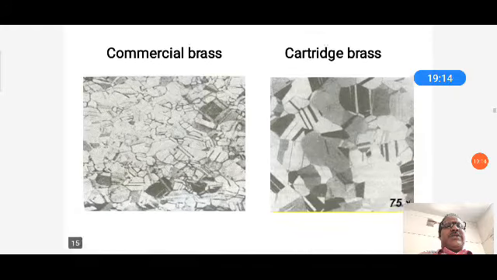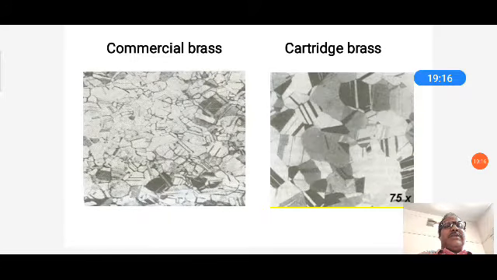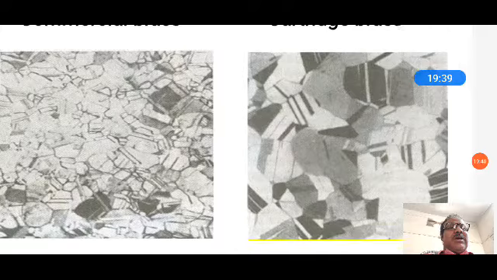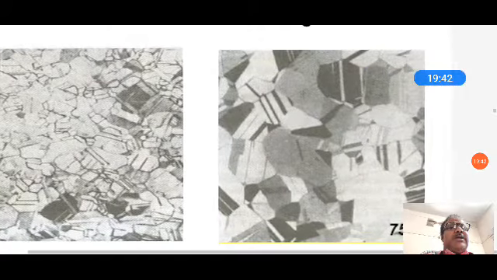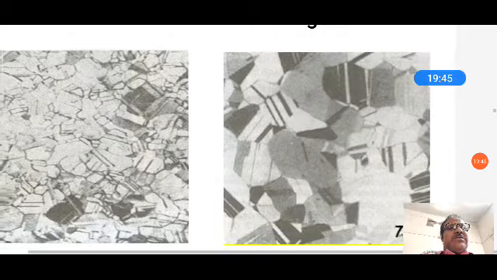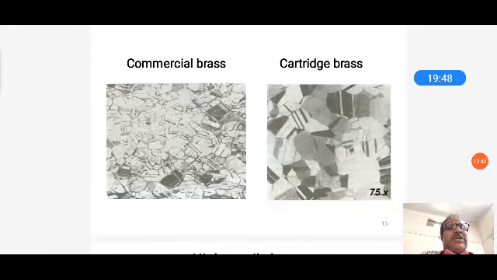The microstructure of some types of brasses, that is commercial brasses. The commercial brass contains a pure alpha structure and a little amount of zinc. And also cartridge brass, that is 30% of zinc dissolved in pure copper. In cartridge brass, the structure has alpha and beta structures. Both the microstructures are observed in some types of alpha brasses.